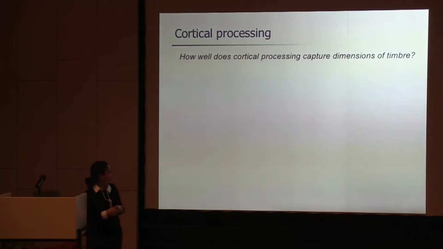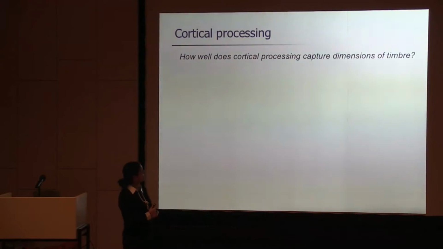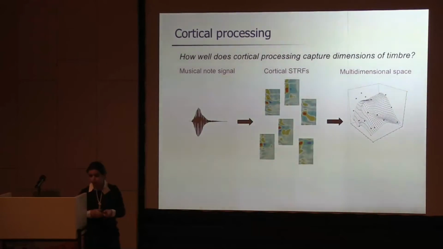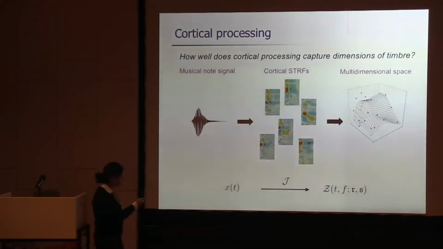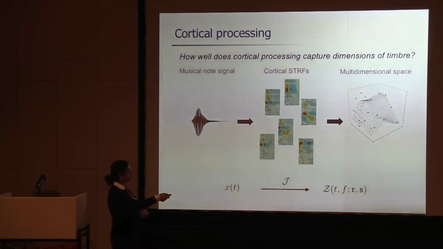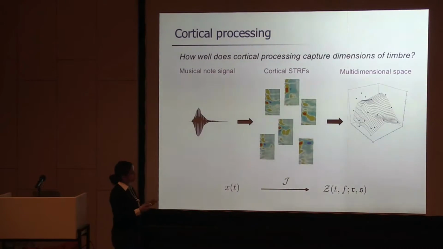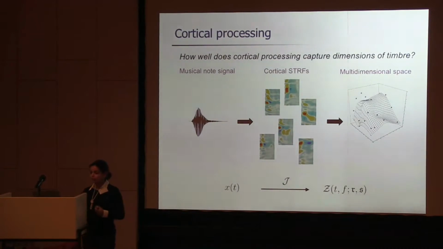So then the natural question comes, well, how well does this cortical processing capture dimensions of timbre? We ask this question directly. We take a musical note that we process through an array of these receptive fields that get mapped onto this multidimensional space, as I said, and then we ask the question, how good is this space in telling us something about musical timbre?